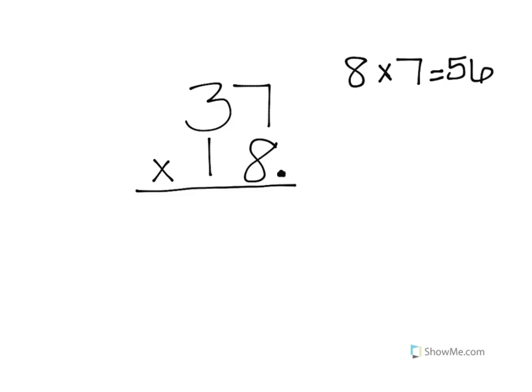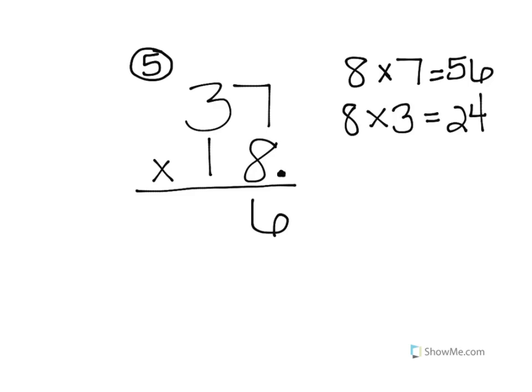So that looks like an X. So I drop the 6 down here and carry the 5 up here. Now I do 8 times 3 equals 24, but I have to add the 5, so I get 29. Nowhere to carry the 2, so I drop it right here.